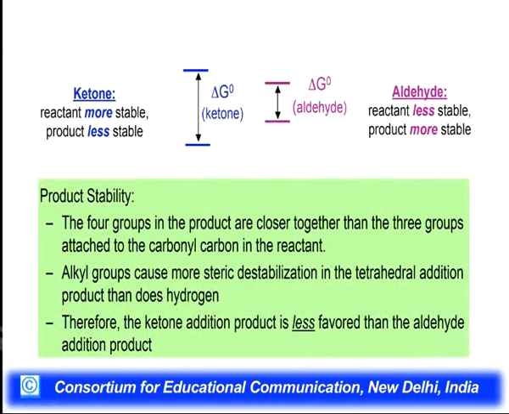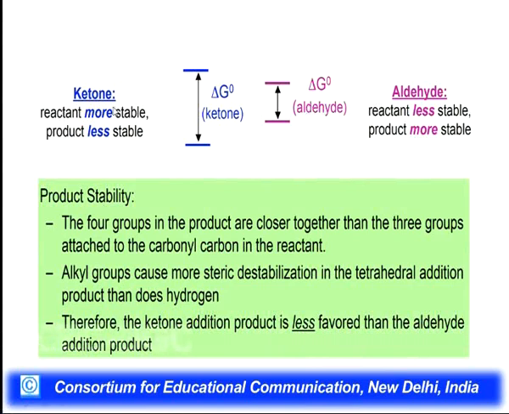Not only this, if we look into the structure of the product, we have four groups which are close together, whereas in the reactant there are three groups attached to the carbonyl carbon. When we have four groups in a tetrahedral intermediate product, these groups are closer together, because of which there is destabilization of the product. Therefore, the addition in ketone is less favored as compared to aldehyde.